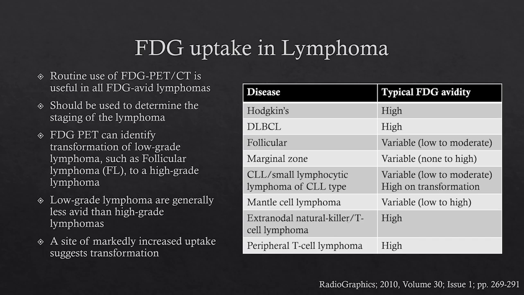Looking at some of the common lymphomas, Hodgkin's tends to be typically very high FDG uptake. Diffuse large B-cell lymphomas, also quite avid. Follicular lymphomas can be variable. They can have low to moderate uptake. Marginal zone lymphomas, again, variable. CLL type of lymphomas can be variable, but they can be high after transformation, so that would direct you to the place for biopsy. Mantle cell lymphomas, again, variable. A couple of T-cell lymphomas can be high, others not so much.